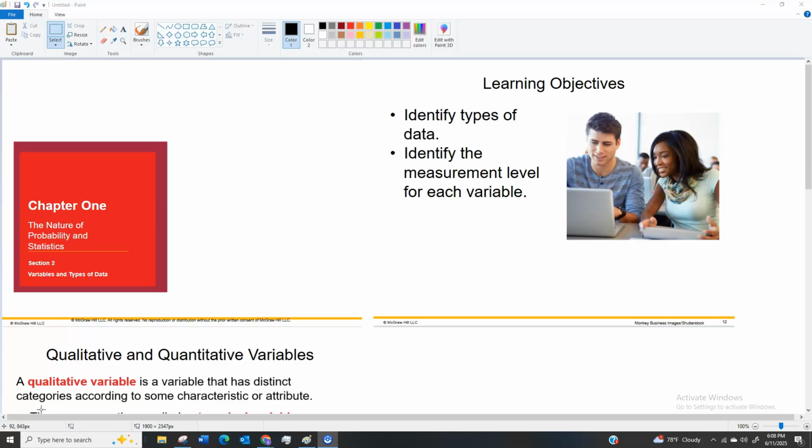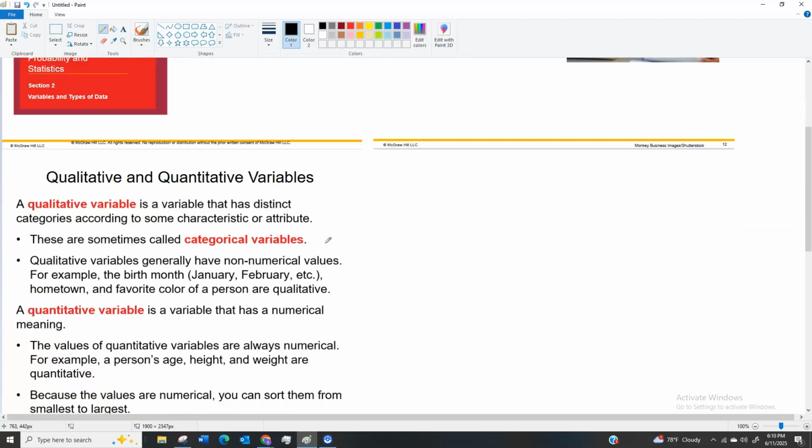Okay, so now moving on to section 1.2. And in this section, we are going to be talking about variables and types of data. We have talked about variables a little bit, but we're going to go into them a little bit more. And the learning objectives are to identify types of data and to identify measurement level for each type of variable.